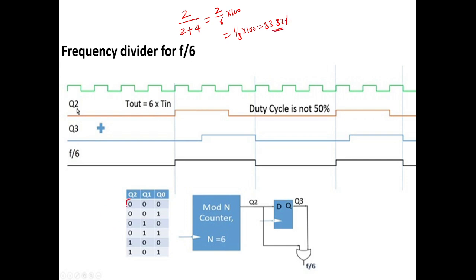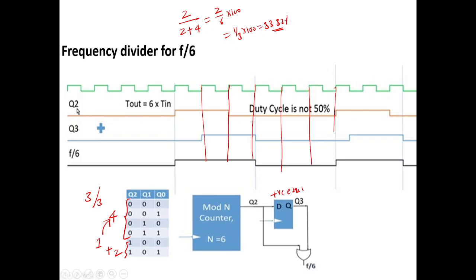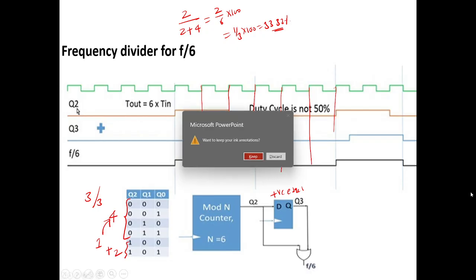So here this is 4 cycles and this is 2 cycles. You need to take 1 cycle from here and add it here, so that this is on for 3 cycles and off for 3 cycles. So you need to use a positive edge trigger D flip-flop. Here you see, this is on for 3 cycles and this is off for 3 cycles. Like this, you will get the f by 6 circuit with 50% duty cycle.